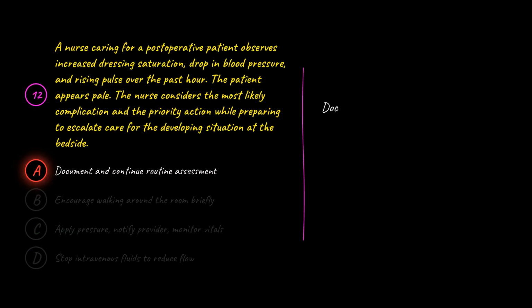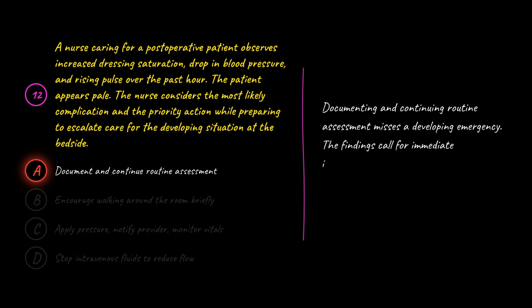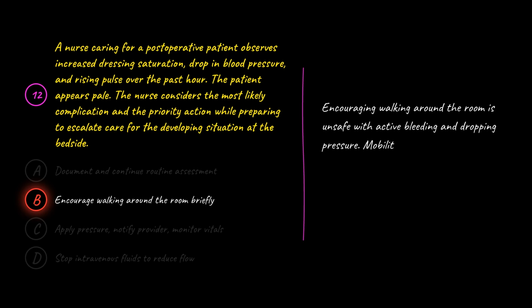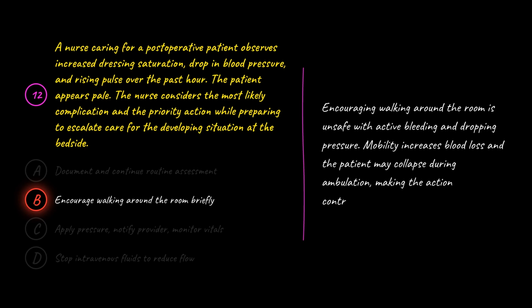A is wrong because documenting and continuing routine assessment misses a developing emergency. The findings call for immediate intervention and escalation rather than passive observation, since hemorrhage worsens quickly and the patient can deteriorate during the wait. B is wrong because encouraging walking around the room is unsafe with active bleeding and dropping pressure. Mobility increases blood loss and the patient may collapse during ambulation, making the action contraindicated in the current situation.